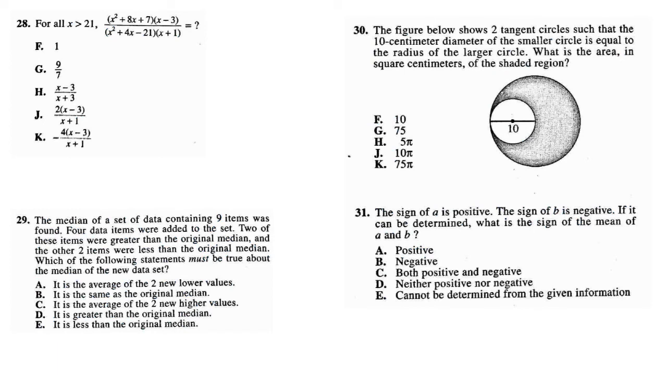Okay, number 28 is a lot of factoring. And what this is saying is that for all x values larger than 21, what is this going to be equal to? And this seems kind of strange kind of problem. To me, the way it's asked, I would almost think it would be either F or G, just by the way the question's asked, but it could be completely wrong. This one you're just going to have to work out.